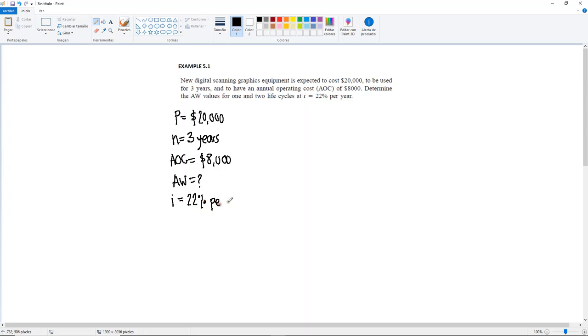22% per year. Okay. Then it says right here that we must determine the annual worth for 1 and 2 life cycles. So let's do part A. Let's call this annual worth for 1 life cycle.